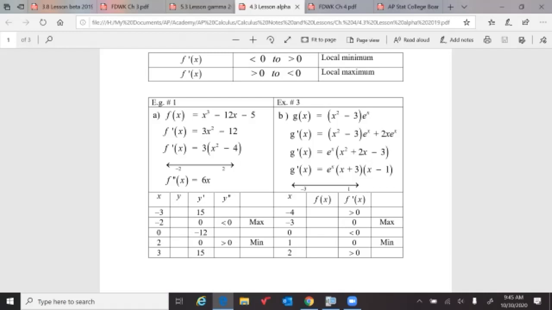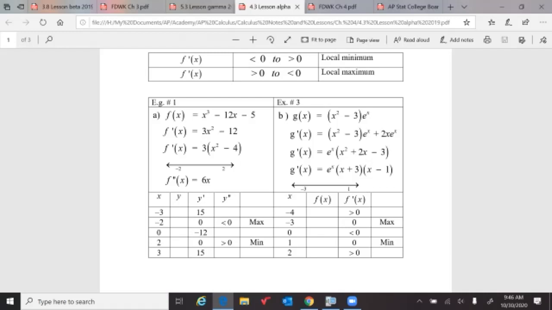Here's the other example, part B, which is a little harder than the cubic. So you have x squared minus 3 times e to the x. You get the derivative. What do you do? The first term times the derivative of e to the x, which is itself, plus the derivative of the first term, which would be 2x plus 0, times e to the x. If you look up here, e to the x is a factor of both sides of this addition sign. You factor it out, and you're left with this quadratic, which you can factor.